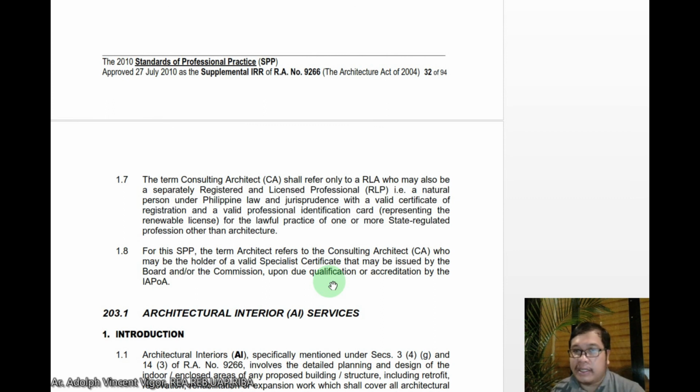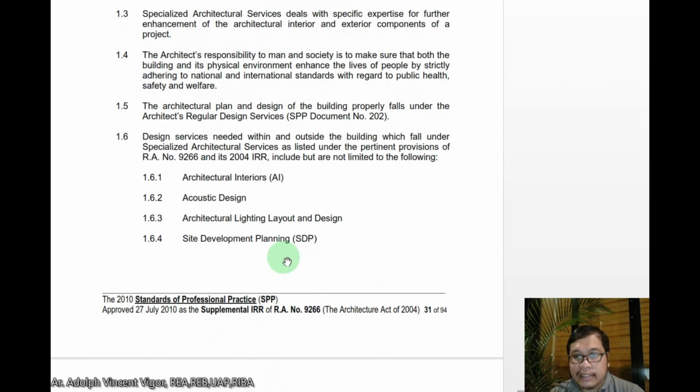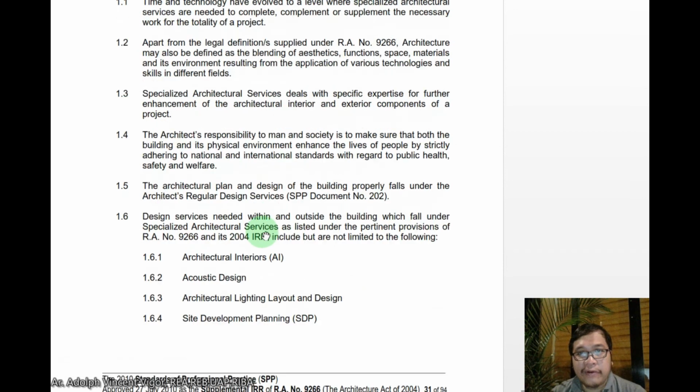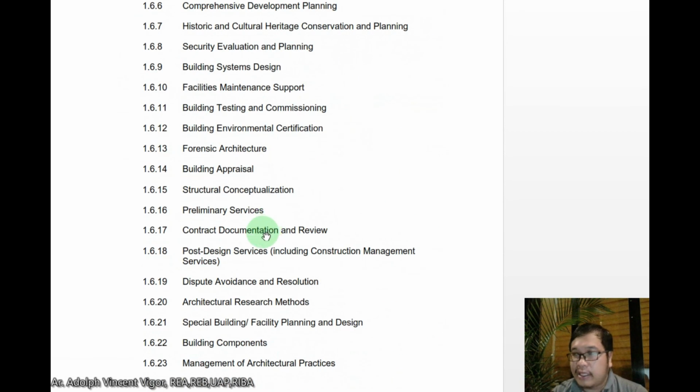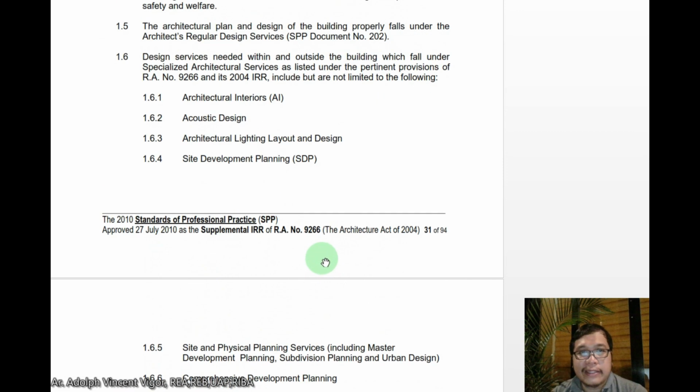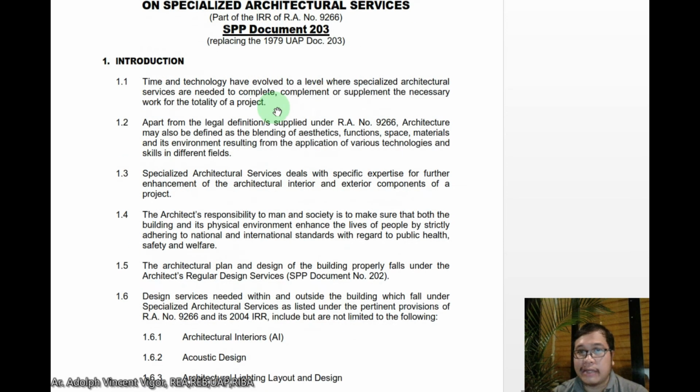by the IAPOA. Okay, so I just stop here the introduction, class, because your activity for our SPP Document 203 would be to consolidate and articulate the different design services which fall under this category.